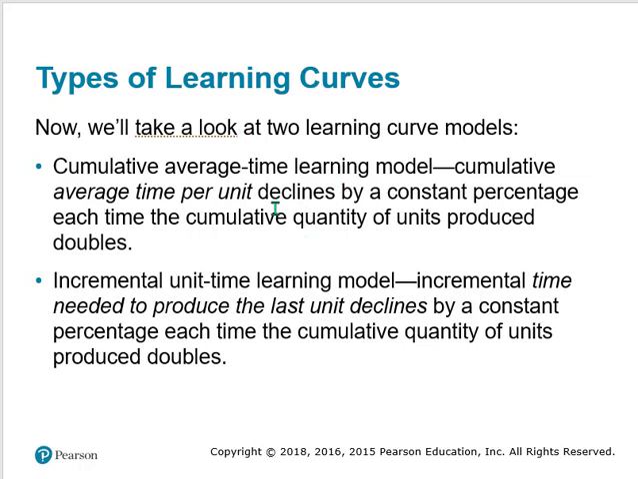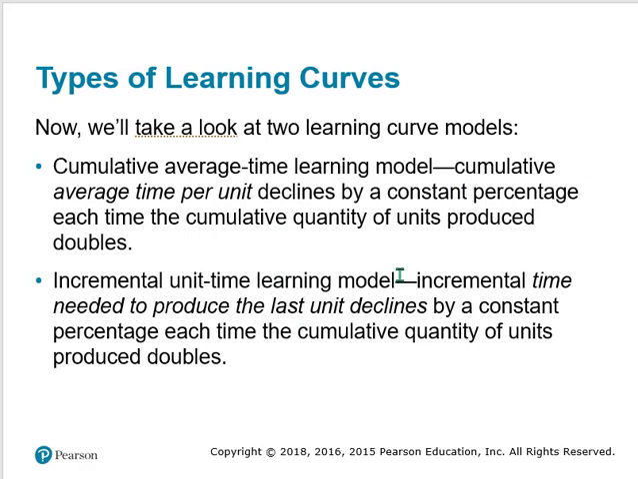Cumulative average time per unit declines by a constant percentage each time the cumulative quantity of units produced doubles. Okay, so cumulative average time learning model. Every time the cumulative quantity doubles, the average time per unit declines by a constant percentage. And the next one is an incremental unit time learning model.